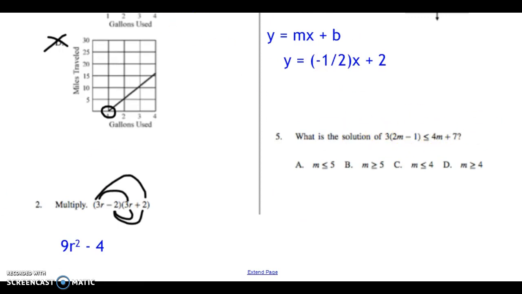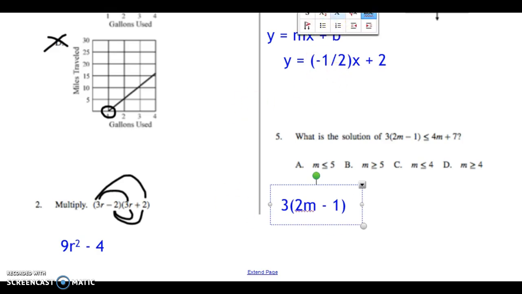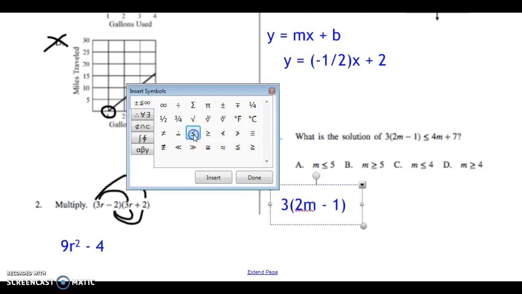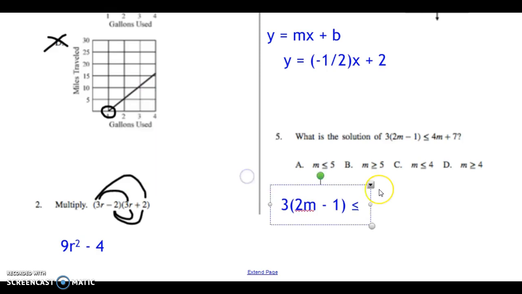This is an inequality, which is solved just the same as an equation. So I'm going to write it out. 3 times 2m minus 1 is less than or equal to... I wonder if I can write that symbol using my computer. Less than or equal to 4m plus 7.